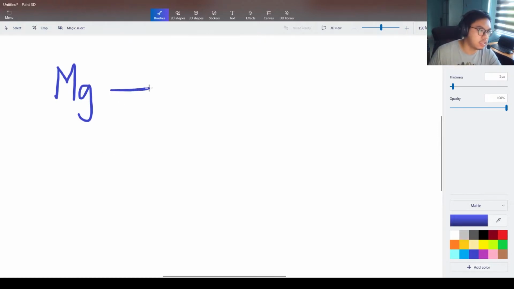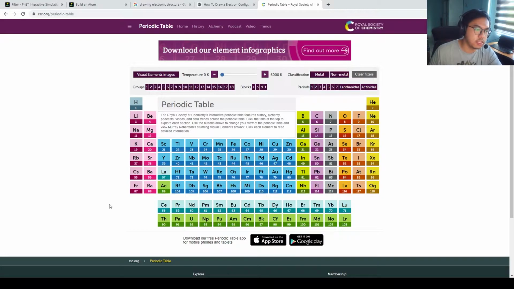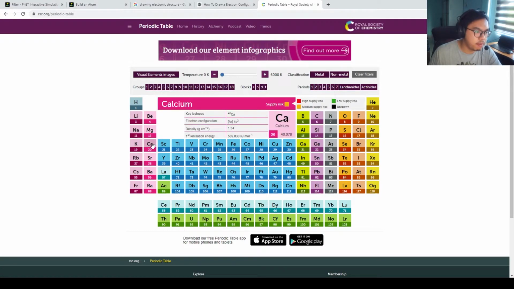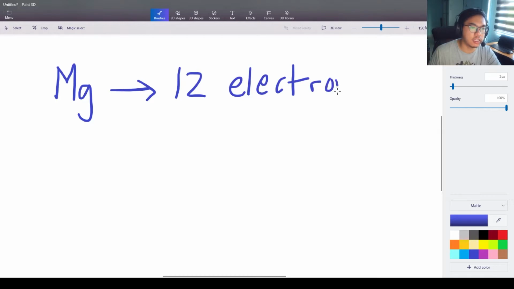You have to check from the periodic table how many electrons magnesium has. Very easily I can check online or Google. You can also do the same thing. This is a periodic table that I found online, and you will see magnesium here. Magnesium has 12 protons. That tells me magnesium will have 12 electrons. That's the first thing you need to know before you draw the electronic structure of magnesium.